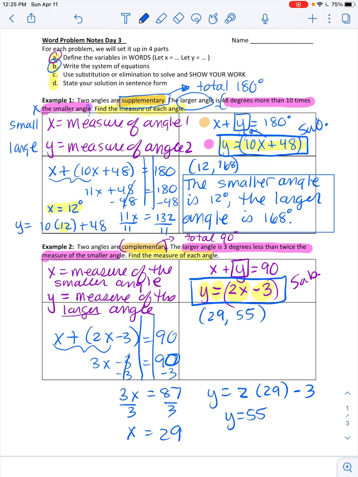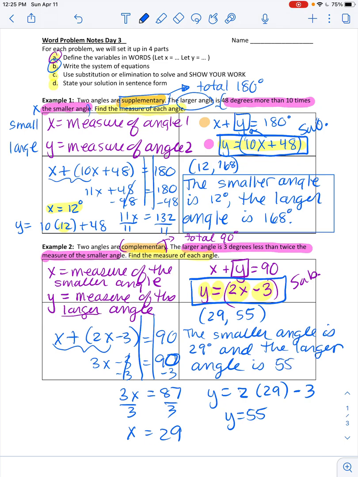So those are my x and y values, but we want to answer in a sentence form. And so just like the one above, I'm going to say the smaller angle is 29 degrees and the larger angle, which was our y, is 55 degrees. So again, there's my actual answer to their question of finding the measure for each angle.